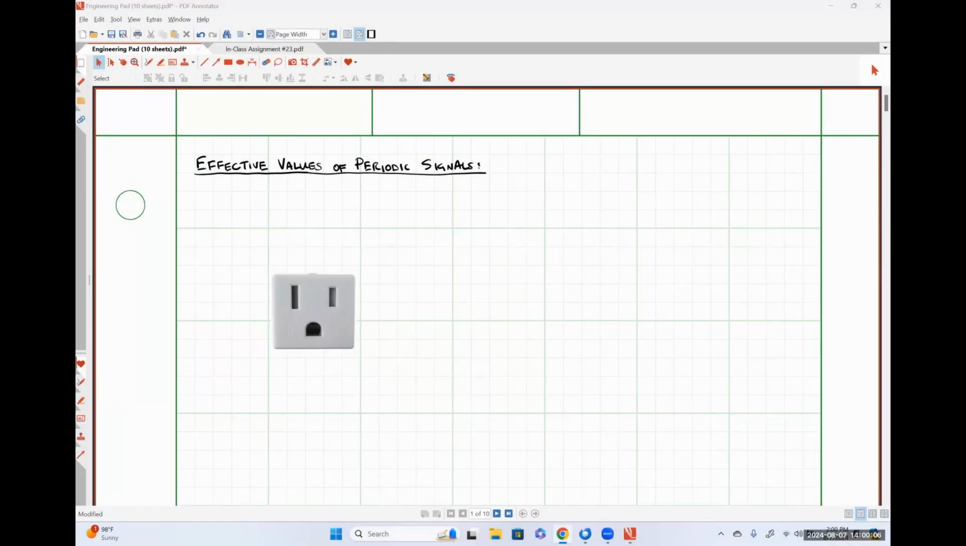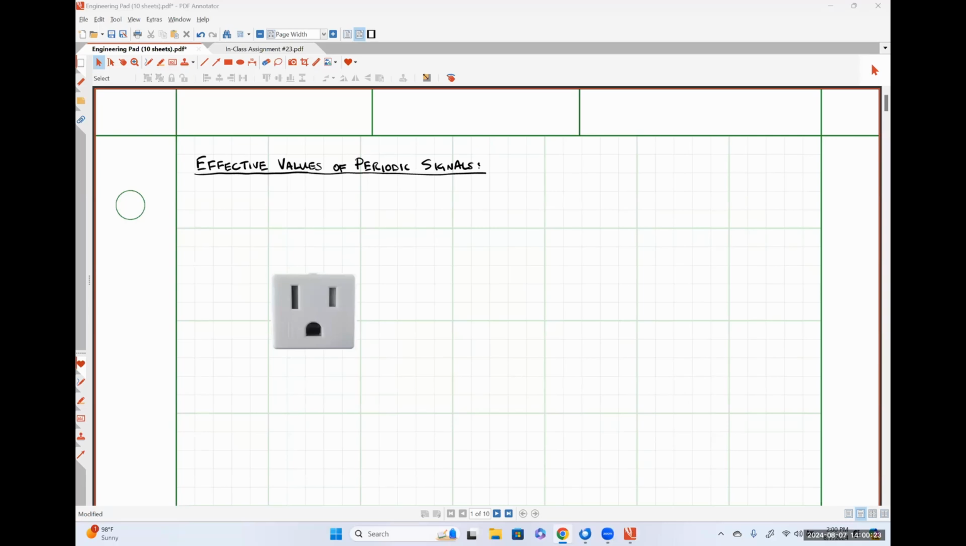All right, so on today's agenda, we are first going to talk about effective values of periodic signals. After we talk about that for a bit, we are going to introduce the concept of complex power.